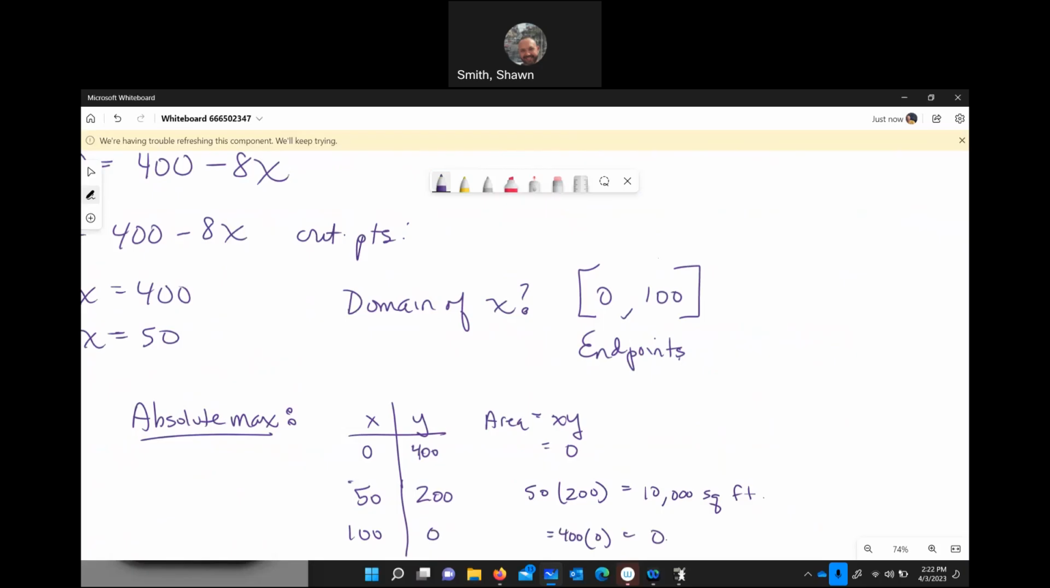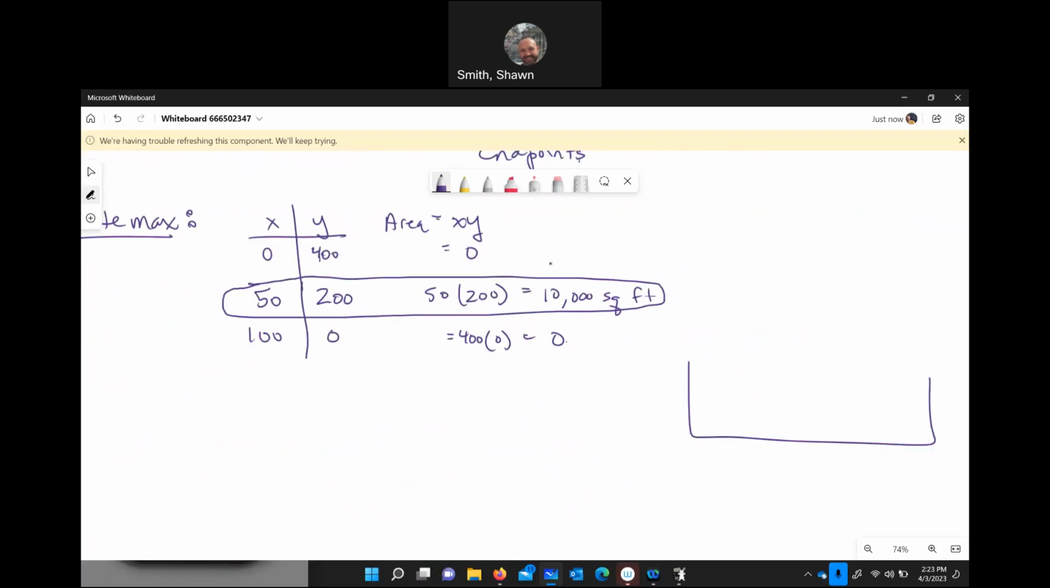So this one, I'm just trying to point out that you should always still use endpoints. There will be some maximization problems where you have to evaluate the endpoints. This is just a segue to that. Anytime you're looking for the absolute max or absolute min, and in this case the absolute maximum area for this particular problem, that gives us dimensions of 50 by 200, with an area of 10,000 square feet.